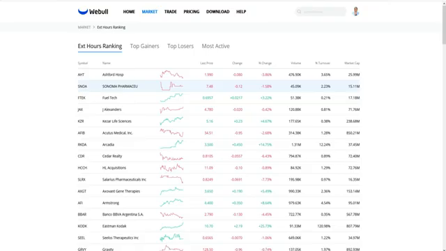But if you have WeBull, this is one of the excellent features that I love about WeBull: they have extended hour trading. So you can actually buy and sell stocks in extended hours, which is awesome. And I'm going to do a separate video on that for you guys.